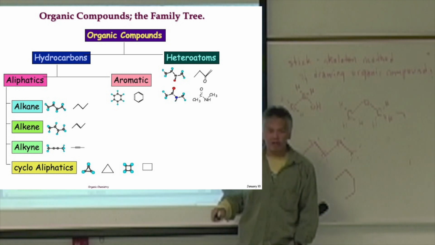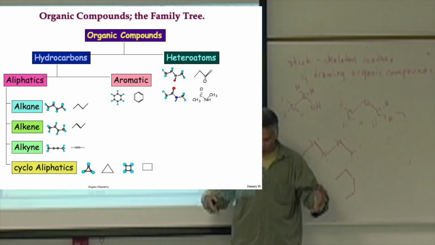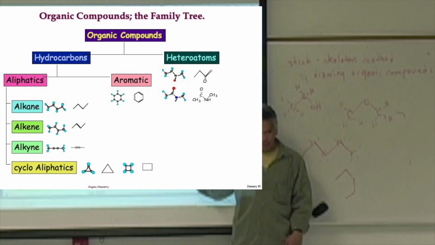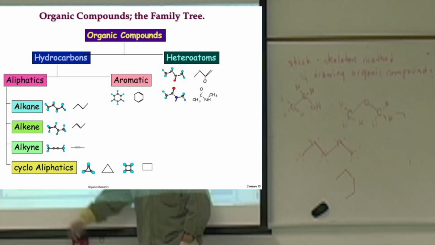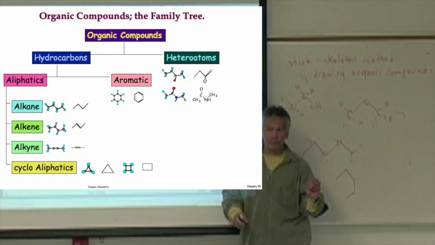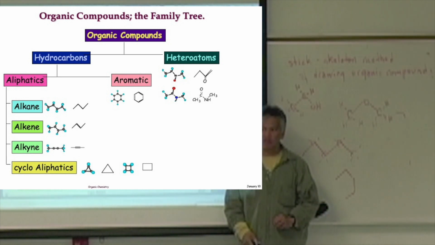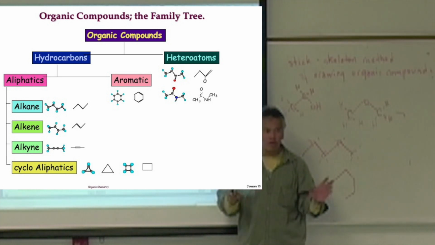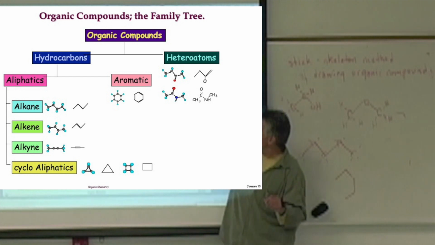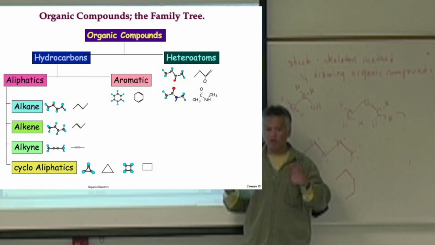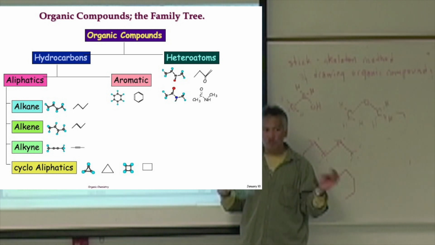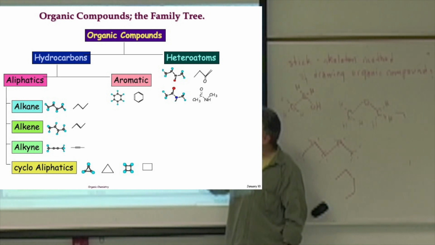These are the classes of organic compounds that are generally out there. This is the family tree. You have something called hydrocarbons. Hydrocarbons are nothing more than chemicals in which you have carbons and hydrogens. Carbons and hydrogens, that's all you have. Okay? And then you have heteroatoms. You throw in an oxygen, you throw in a nitrogen, you throw in a sulfur, okay? You throw in a halogen, those are heteroatoms.